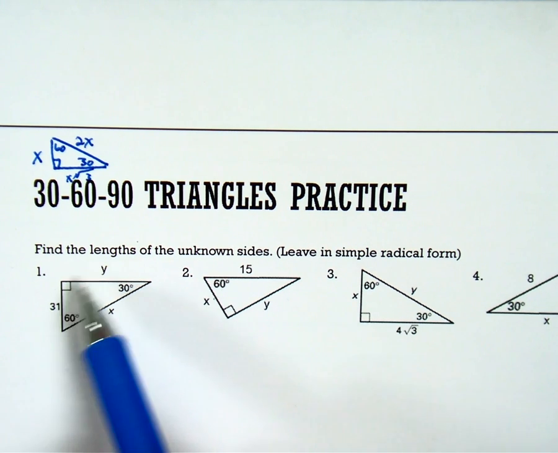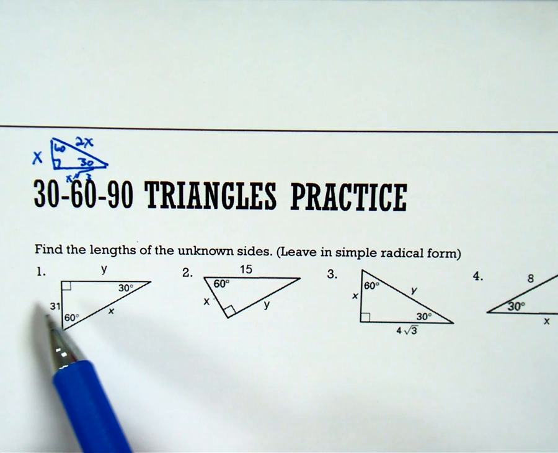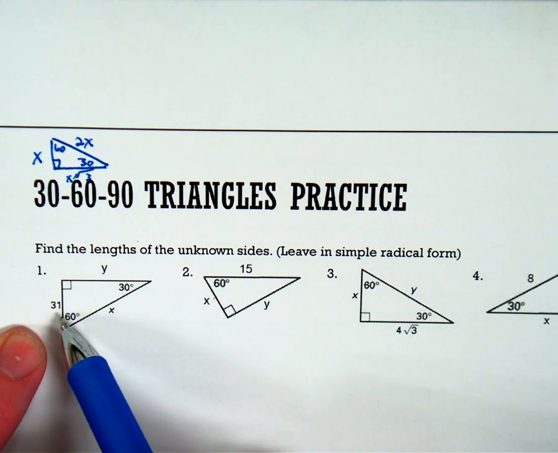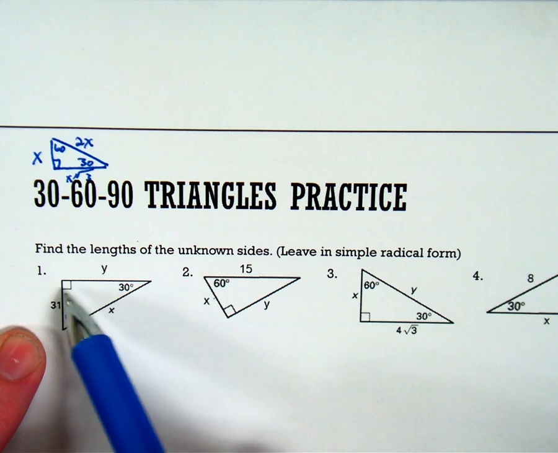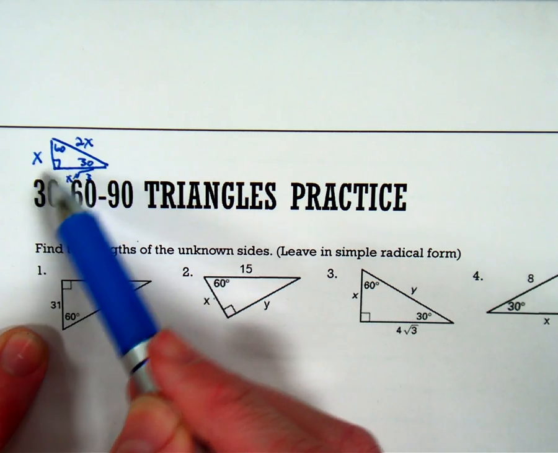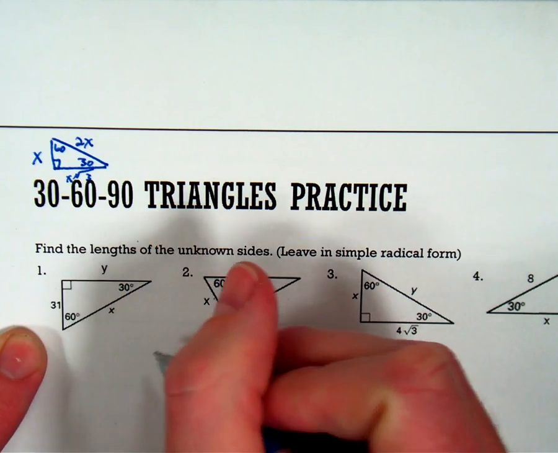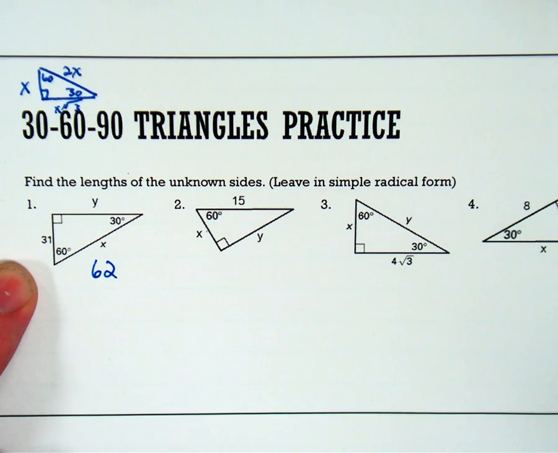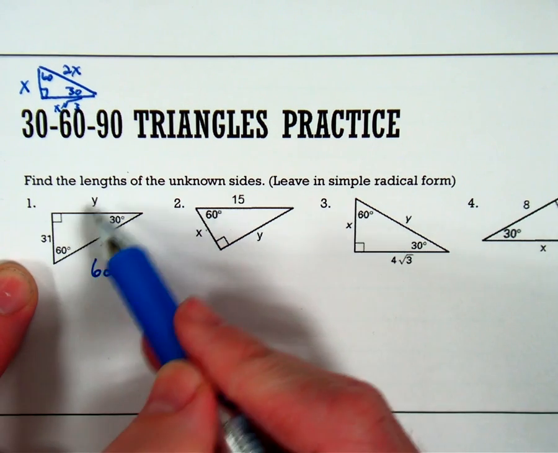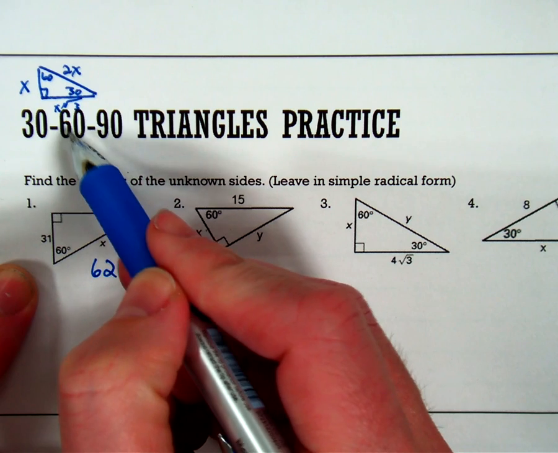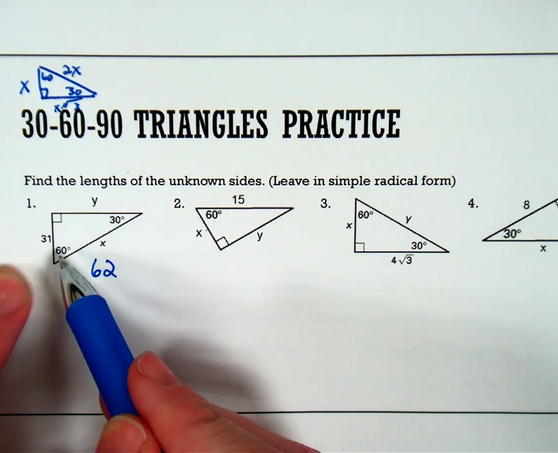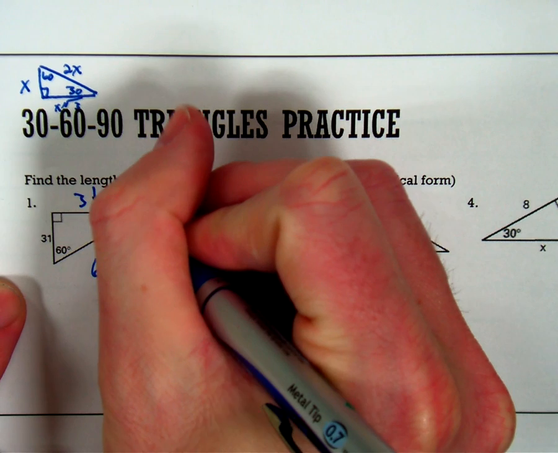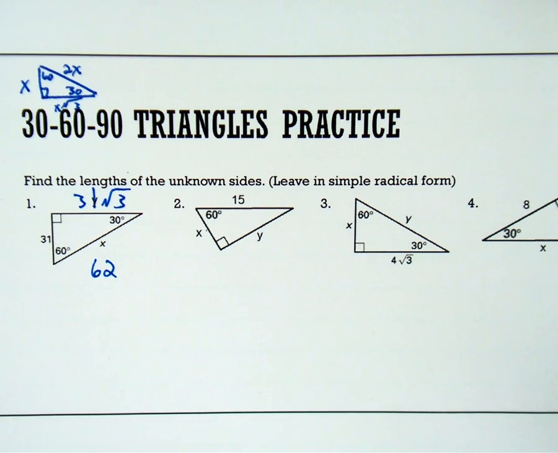Okay, so here we are. Which side do we have? They've already filled in the short side for us, the x side, so it's pretty easy to get going. The hypotenuse is across from 90, so I need to do 2 times that. 2 times 31 should give me 62. And then my long leg across from the 60 is going to be x times radical 3. Well, this is my x, so it's just 31 times radical 3. That's it. Piece of cake.